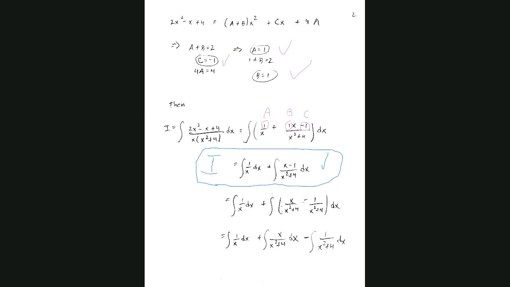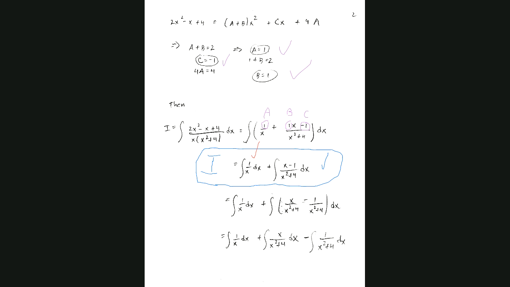What's the antiderivative of 1 over x? The natural log of the absolute value of x. That's correct. The log of the absolute value of x. That's right, Justice. Good, good. So the first antiderivative is easy.